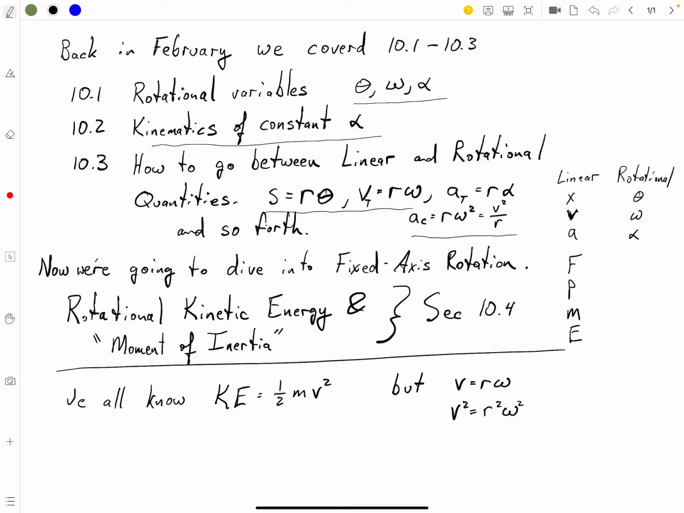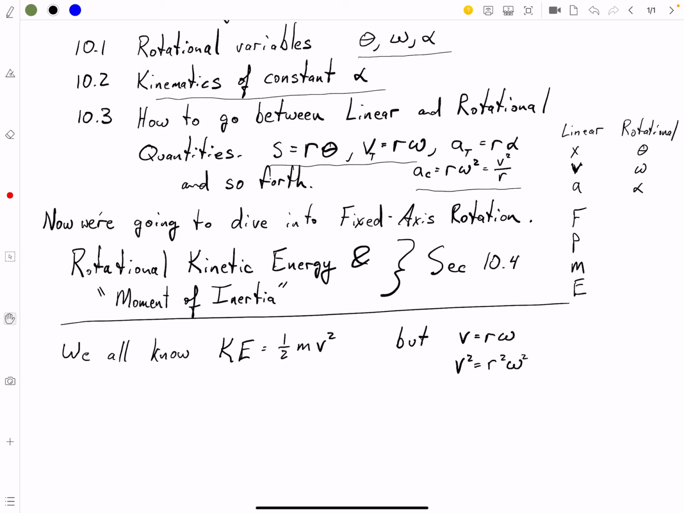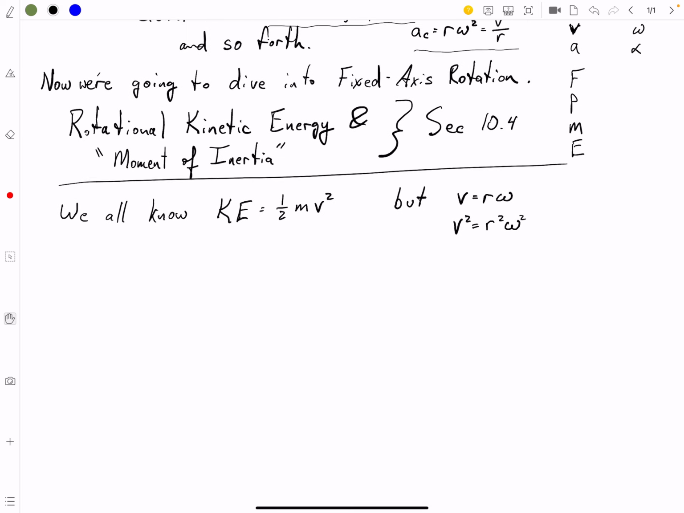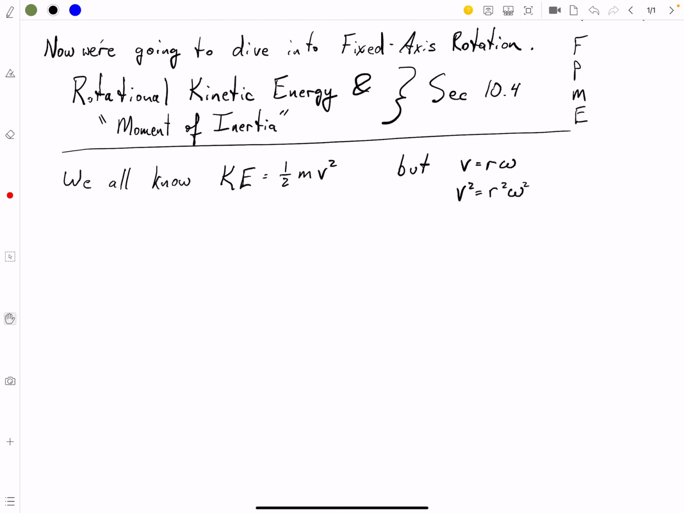So now get ready, hold on to your hats, because here we go. All right, so we're going to do those things now. So let's do it. We're going to dive into our fixed axis of rotation motions, all the things that happen as a result. So the first thing we're going to talk about is rotational kinetic energy, and that's going to lead us to the moment of inertia.